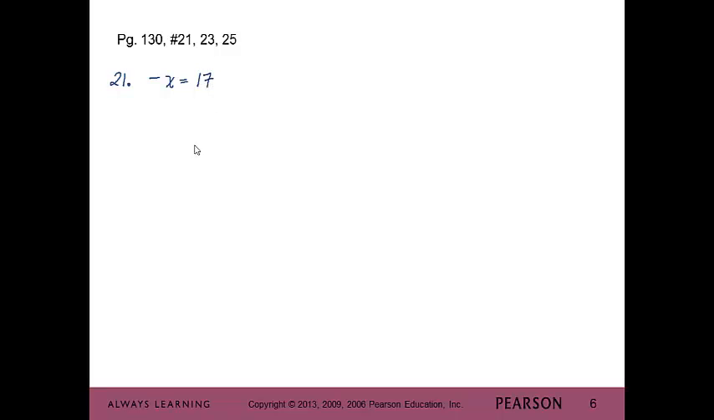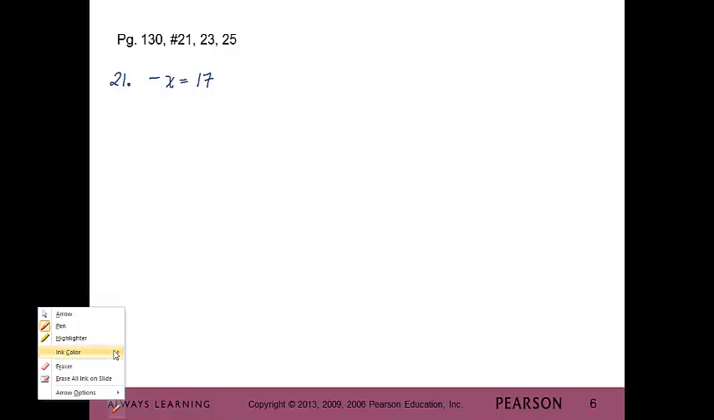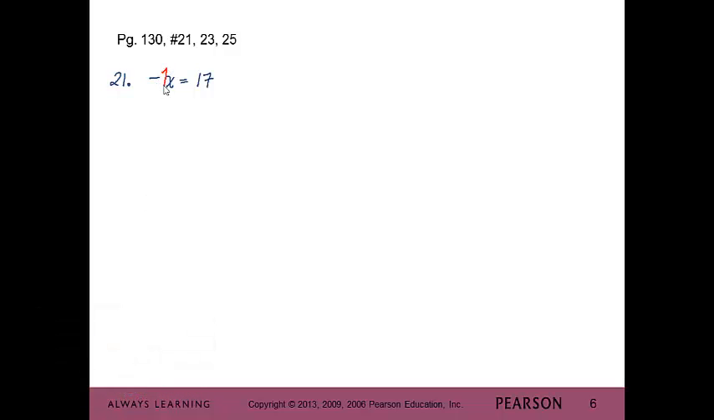So our goal is to solve for x. However, x is not by himself. There's actually a -1 in front of the x. So let me rewrite this. So we really have -1x equals 17. Now what is the -1 doing to the x? It is multiplying. Therefore, we're going to divide both sides by -1. And we end up with x equals -17. Now notice it's just the opposite. If -x equals 17, then x equals -17.